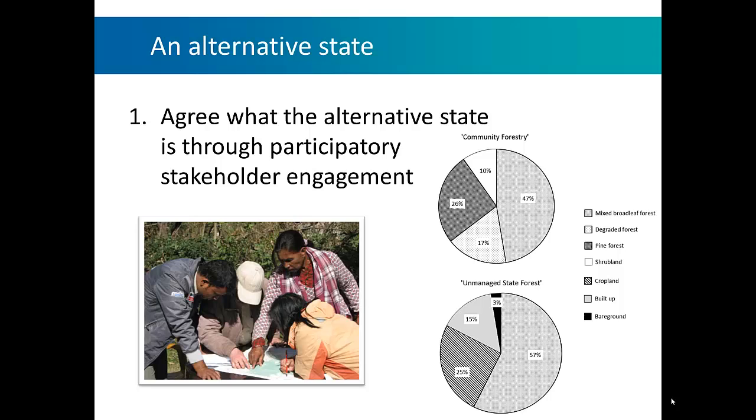And in this case, they drew on a topographical map to show how the forest was in the past, that is before community forestry was implemented. And this enabled us to then come up with two land cover maps. The percentages of different land covers are provided here, where essentially the unmanaged state forest has a much greater proportion of degraded forest and cropland than the community forest, which is predominantly mixed broadleaf forest.